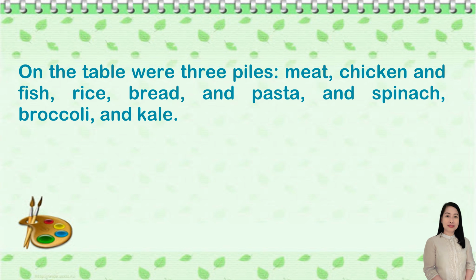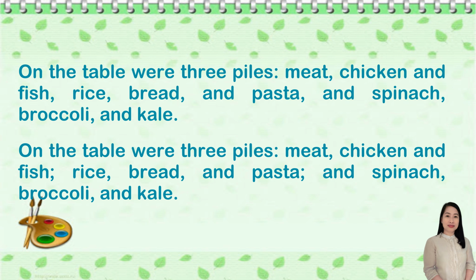And the answer is, on the table were 3 piles: meat, chicken and fish; rice, bread and pasta; and spinach, broccoli, and kale. You need to remember that to make the list clearer, combine semicolons and commas. In this case, we put a semicolon after each food group.